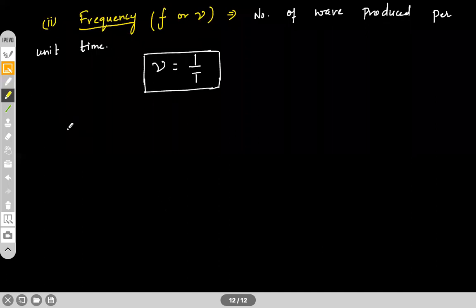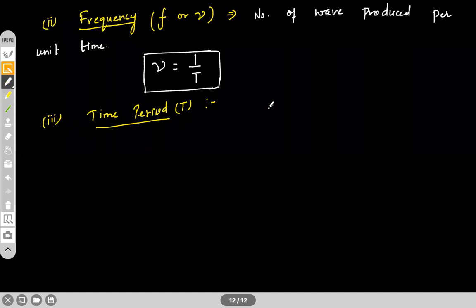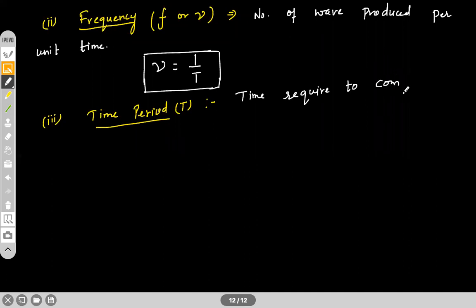Now, the next term you see, the third one, is time period, represented by T. Time period is the time required to complete one wave.